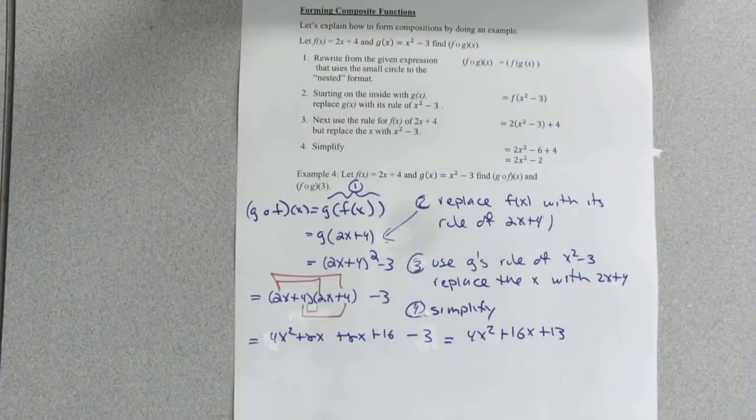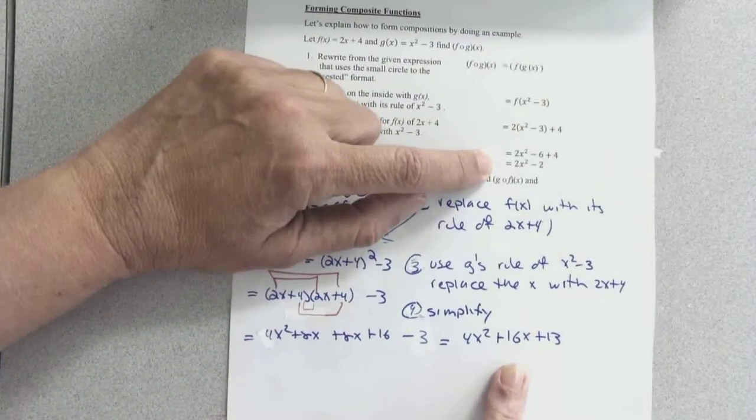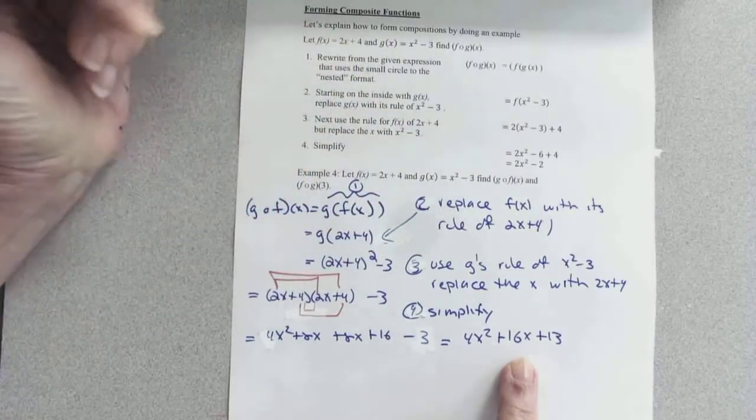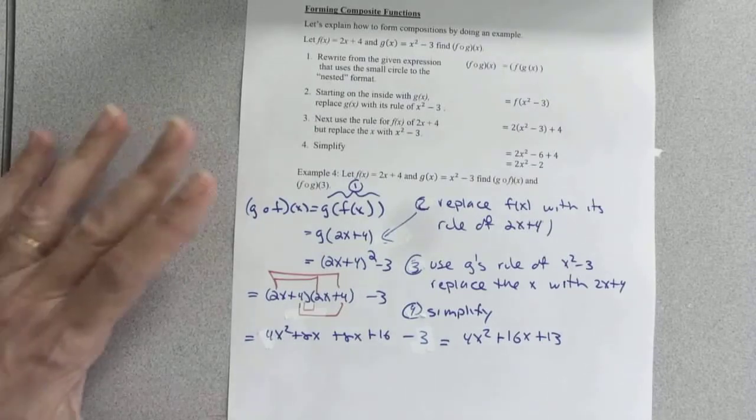A really common mistake is people now set this equal to 0 and do bizarre stuff. It's not asking for that. There will be times when we do want to set things equal to 0 and solve, but this isn't it. This is just asking for the rule. Give me the formula. So there's f of g, and the thing we want to notice here is that g of f and f of g are not equal to each other. There is a time when they can be equal, but generally they're not.